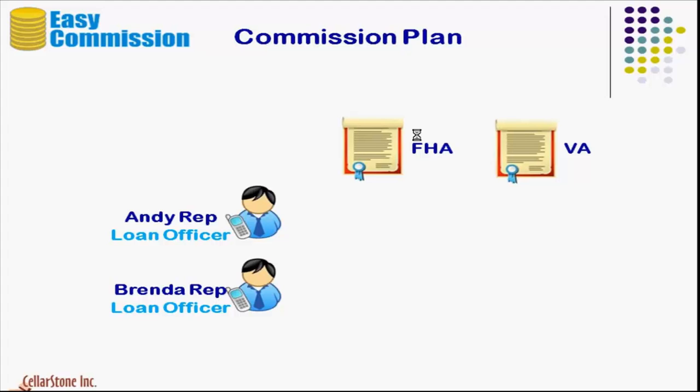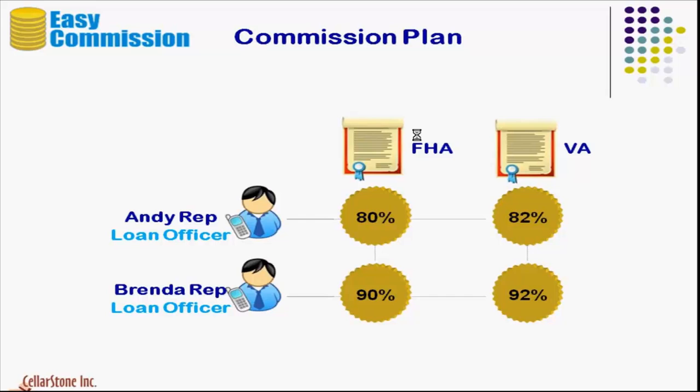There are two loan officers, Andy and Brenda. Andy gets paid different commission rates for the FHA and VA loan products based on the loan income. Brenda also gets paid different commission rates for FHA and VA, but her rates are different from Andy's.